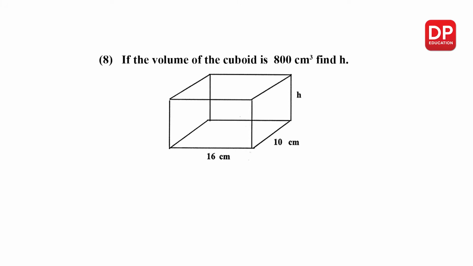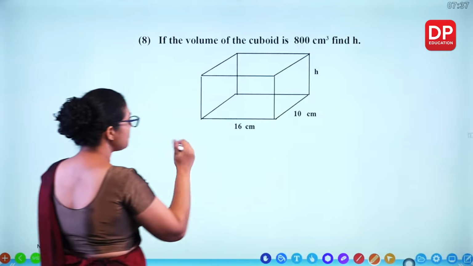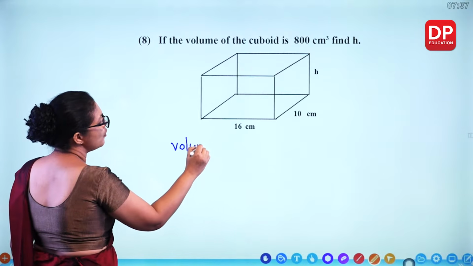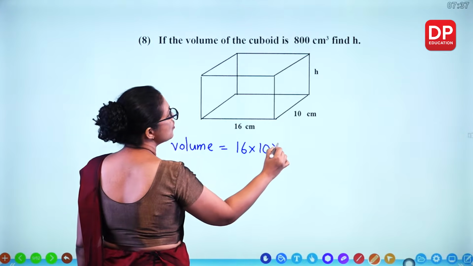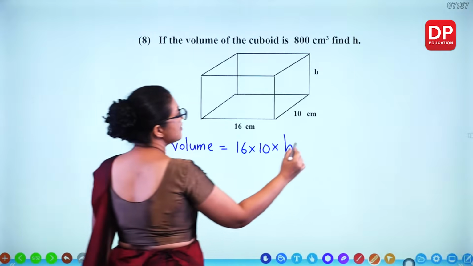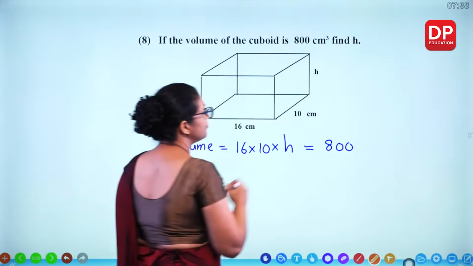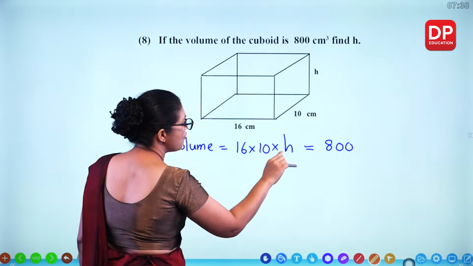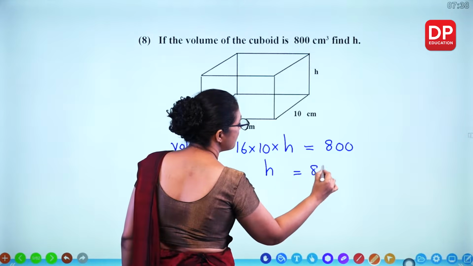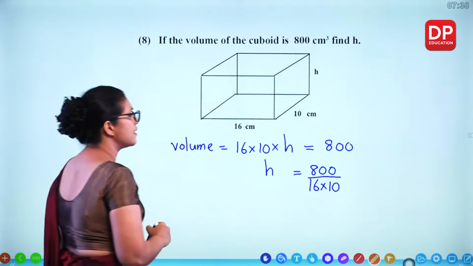Look at this diagram. If the volume of the cuboid is 800 cubic centimeters, find the height h. So h is the height. So what's the volume? Volume of the cuboid is length into width into height. But we know that the volume is 800. Now, how do you find h? So you have to divide by 16 as well as by 10.